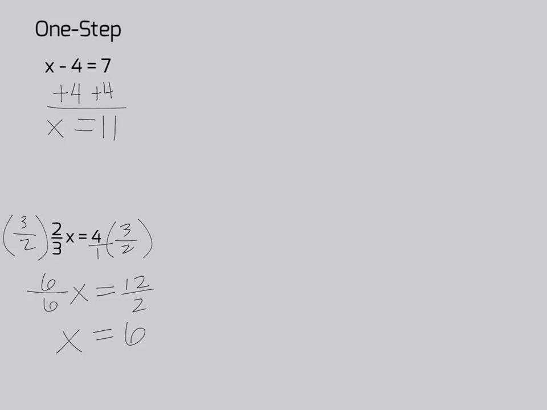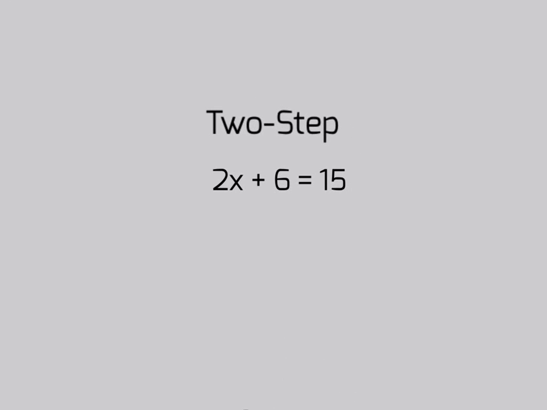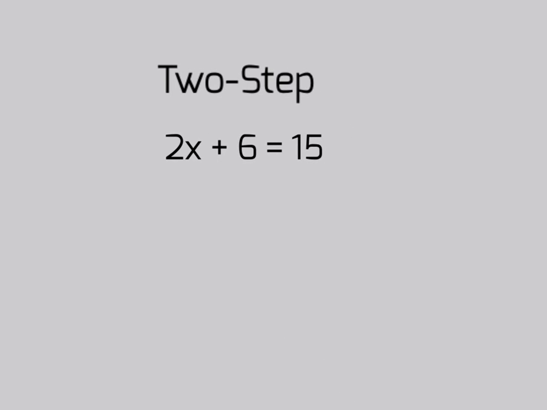Moving on to two-step equations. These can get a little bit complicated. First, what you want to do is the inverse operation of addition or subtraction. So here I have 2x plus 6 equals 15. Again, I'm trying to get x by itself. So I want to do the inverse operation of addition or subtraction first. So here I'm going to subtract 6 from both sides. I have 2x left over. 6 minus 6 gives me 0. And 15 minus 6 gives me 9.